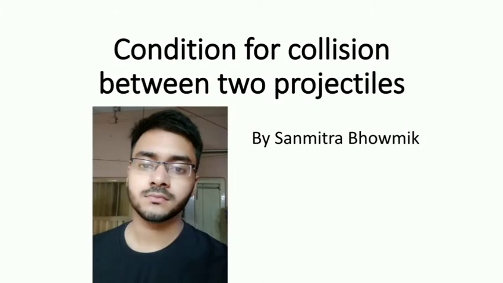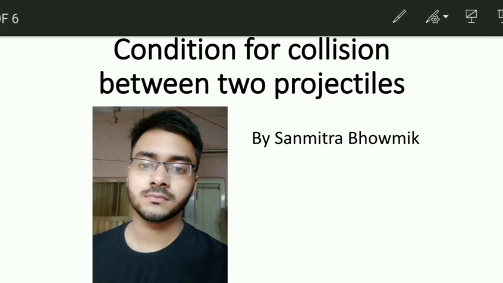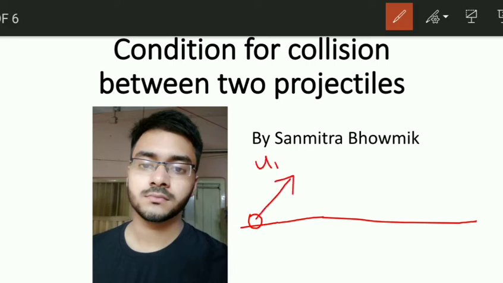Hello friends, in today's lecture we will cover the condition for collision between two projectiles. What exactly is the topic is that suppose I have a projectile that is being launched with a velocity say u1 and I have another projectile that is launched with a velocity u2. Now what is the condition that these two will collide?